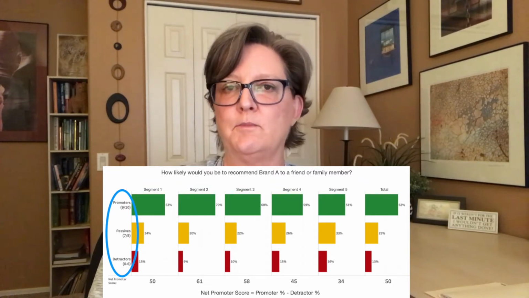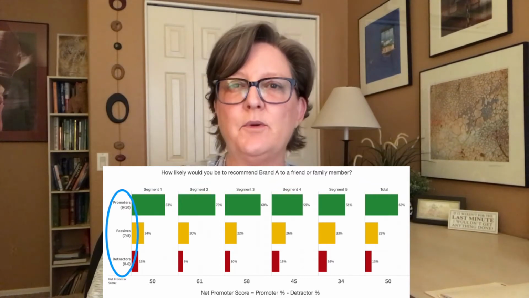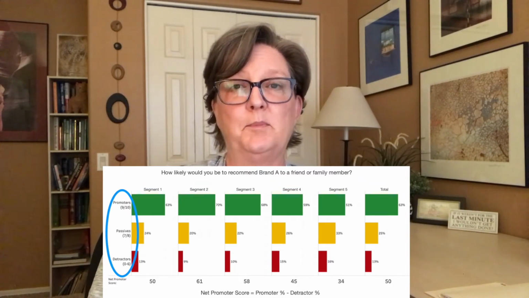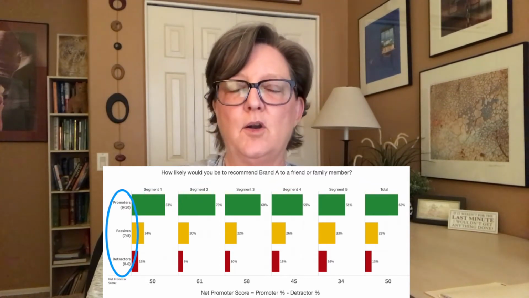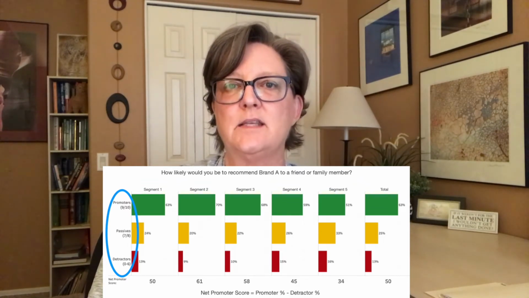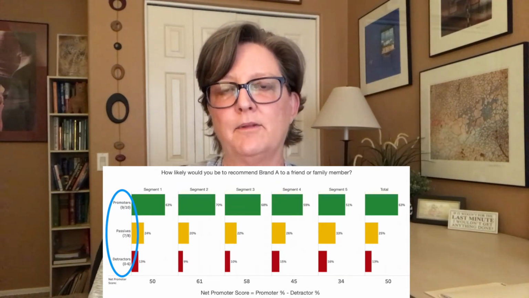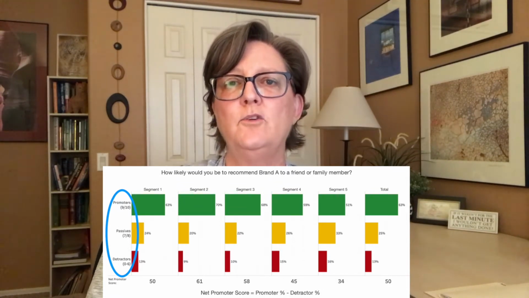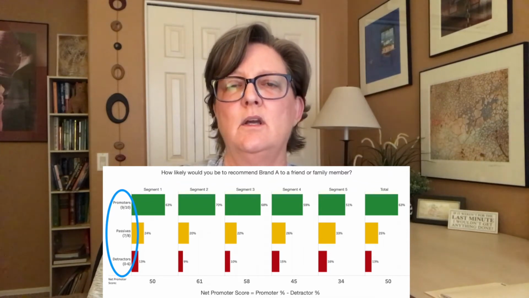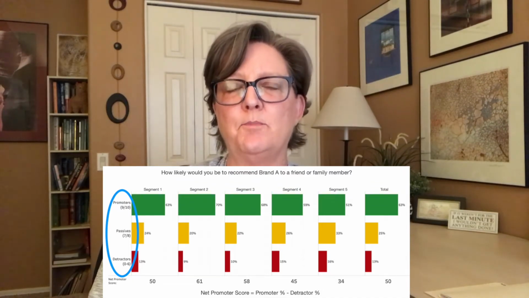So you've got three groups: promoters who are avid fans and really excited to talk about you with other people; passives who are probably perfectly satisfied but aren't going to go around recommending you; and then detractors who may say something unkind about your company and damage your word of mouth. So what you do is you take the percentages of people that are 9s or 10s and add them up, and that's your promoter percentage.